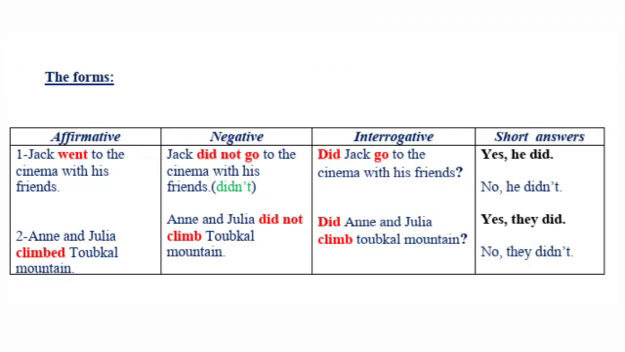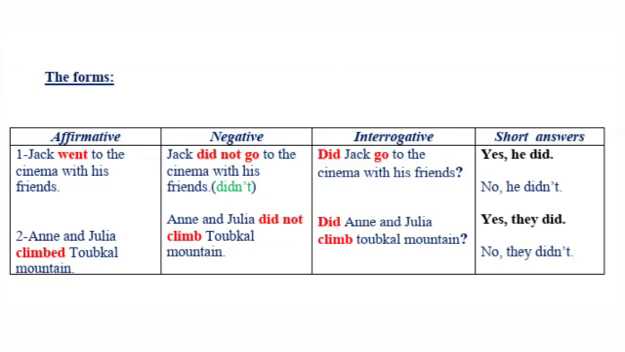The interrogative form: did Jack go to the cinema with his friends? So we write did plus subject plus the verb. Then we complete the sentence plus the question mark. To answer this question, we have two ways. We call them short answers. The positive one, we say, yes, he did. And if it's a negative answer, we say, no, he didn't.